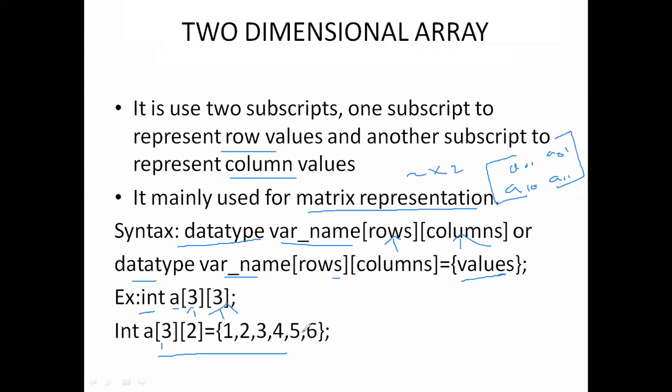Okay. So this is represented as 1, 2, 3, 4, 5, 6, because there are 2 columns and 3 rows. So this is represented in this manner. Okay, 2 columns.